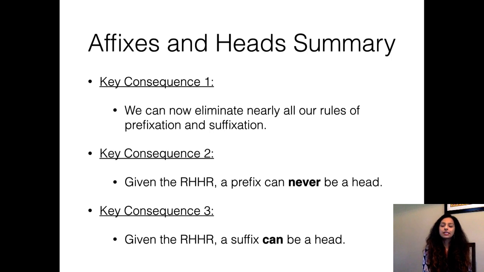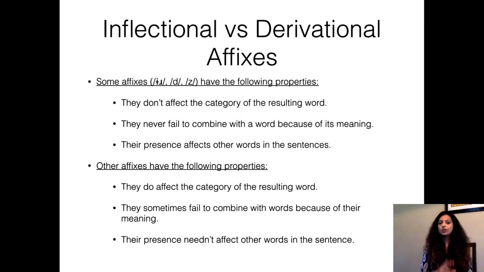So here is a summary of affixes and heads. There are three consequences. We need not have separate rules for prefixation and suffixation. The second consequence is that a prefix can never be a head and the suffix can be a head in the right-hand head rule. We call the two different kinds of affixes inflectional and derivational affixes. So there are some kinds of affixes like er, one kind of er, like the adjective kind of er, the d, which is the past tense morpheme in English, and the z, which is the plural morpheme. These are inflectional affixes, versus derivational affixes such as able and ing, etc.